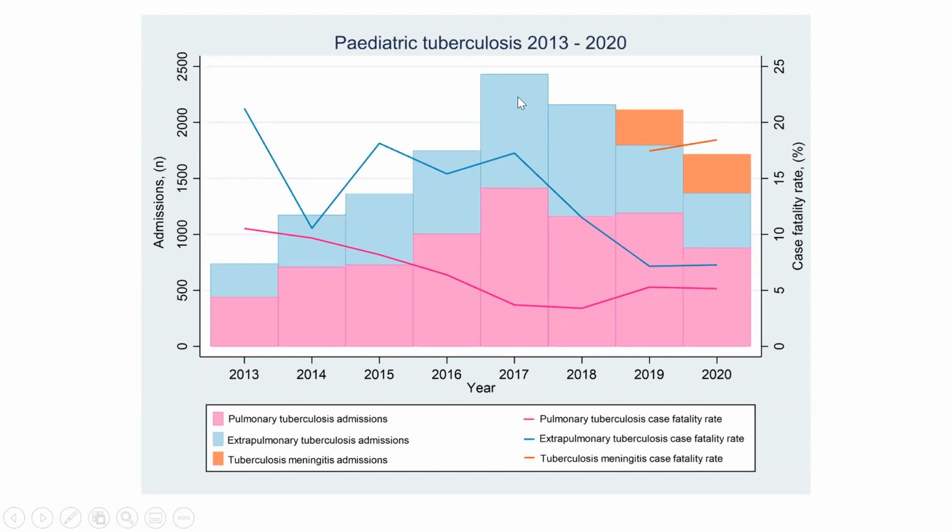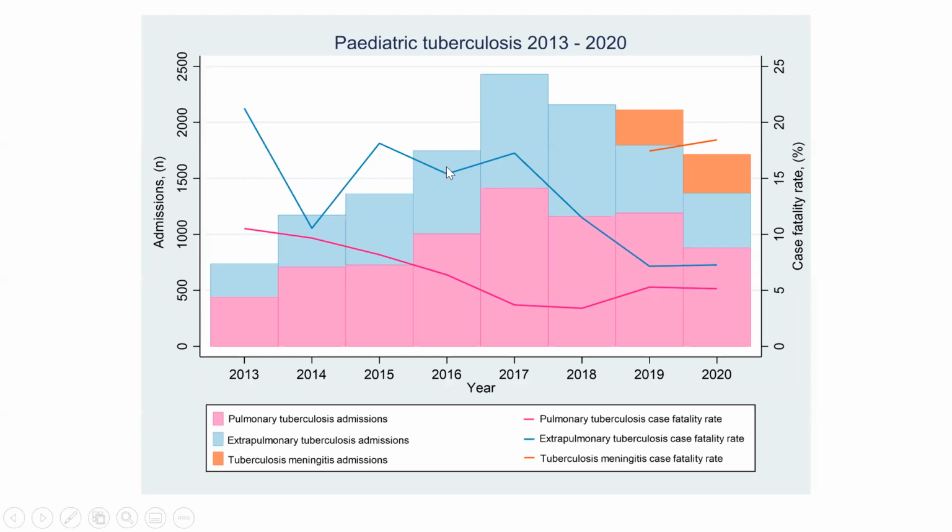And what you can see is that since 2016, 2017, there has been a reduction in case numbers of children with TB. And that's despite, remember, that's despite the number of admissions going up overall. So the proportion of children that have TB is going down a bit, and that's encouraging.